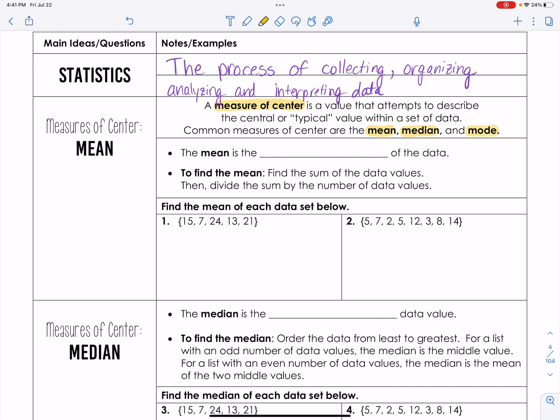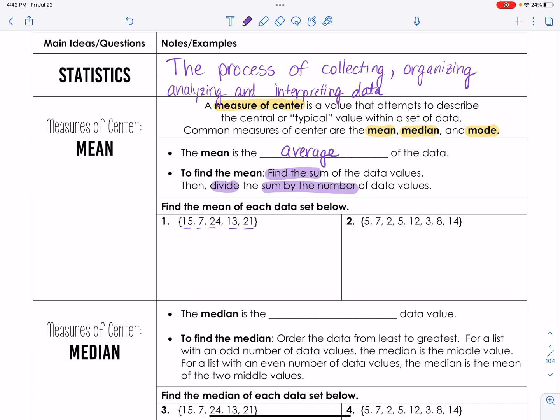Okay, and so we're going to talk about how to find those measures, and I'm thinking you probably have done some of these. The mean is the average. To find the average, you find the sum of the data and then divide by the number of values. On this one, I would let you use a calculator. Take out a calculator and add those numbers together. I'll give you a second here.